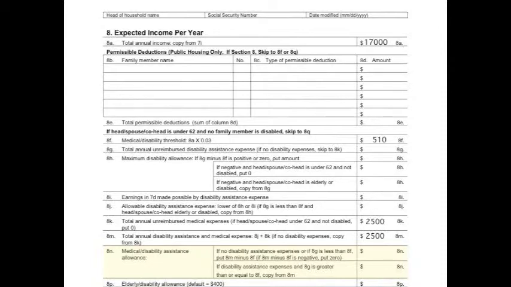And it tells us to put 8M minus 8F. So we look at 8M, $2,500, subtract out $510 from line 8F. Your answer on 8N, you should have gotten an answer of $1,990. We have our answer on line 8N, so you don't even have to do anything with the second field on line 8N. We're going to skip right down to 8P.